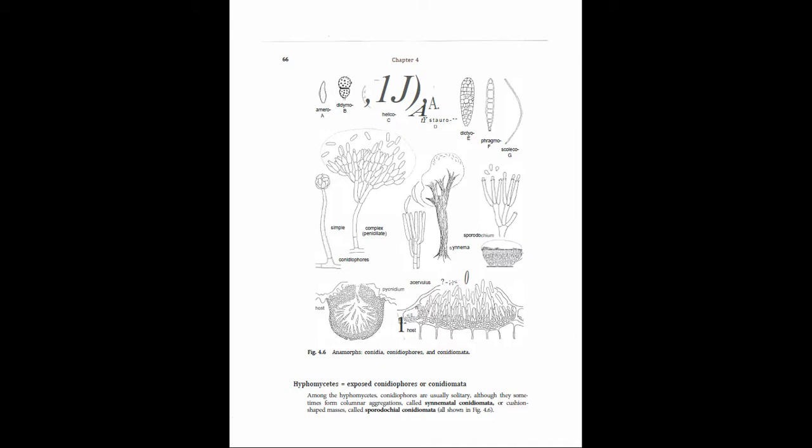Fig 4.6 Anamorphs: conidia, conidiophores, and conidiomata. Hyphomycetes equals exposed conidiophores or conidiomata. Among the hyphomycetes, conidiophores are usually solitary, although they sometimes form columnar aggregations, called synnematal conidiomata, or cushion-shaped masses, called sporodochial conidiomata, all shown in Fig 4.6.